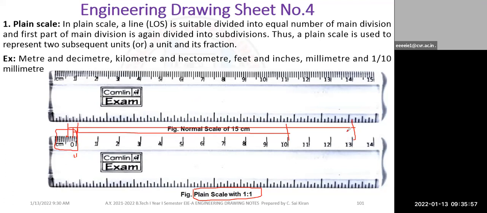If in case I want to measure 15 centimeters, the maximum distance I want to measure, then what I do is, I will highlight the 14 from this side. So this is the 14 centimeters, 0 to 14. I will highlight my 14 centimeters, and here I will highlight my 10 mm. 10 mm equal to 1 centimeter. So this 1 centimeter plus 14 centimeters total will become 15 centimeters. So that is what we do in the plane scale.